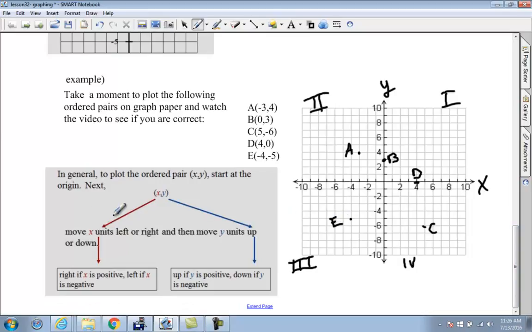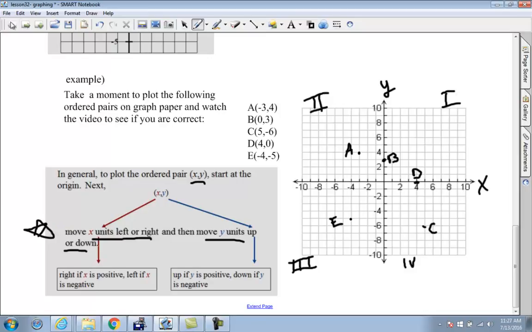So I just have a general recipe here. In general, when you're plotting the point x, y, you're going to move x units left or right, depending on the sign, and then move y units up or down, depending on the sign. So right if x is positive, left if x is negative. So that's just a little side note there for you.